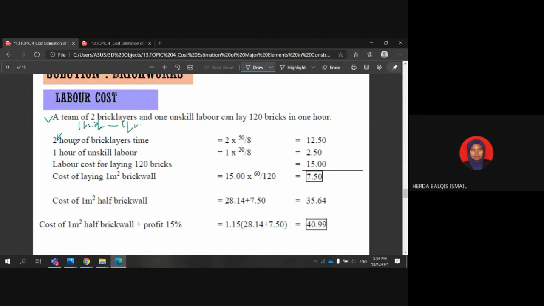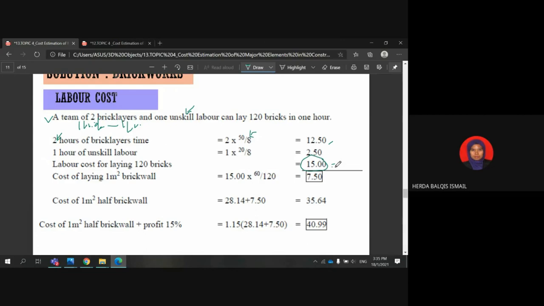So they simplify 2 hours of bricklayer time: 2 times 50 ringgit over 8 hours. We convert the salary to an hour and get 12 ringgit and 50 cents for 1 hour of unskilled labor. So 1 unskilled labor required 1 hour to fix 120 bricks here. So for 1 hour, 20 ringgit over 8 hours converted into an hour, we get 2 ringgit and 50 cents. Thus the total labor cost for laying 120 bricks is 15 ringgit.